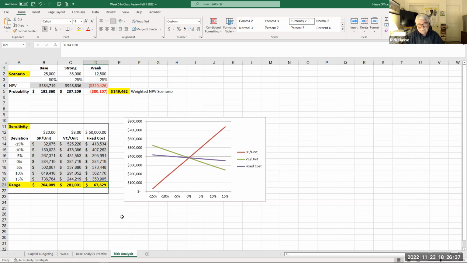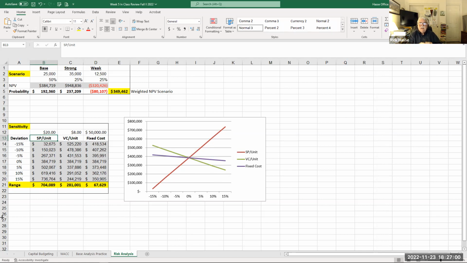Well, it means, and this is common sense really, that the most sensitive variable in this analysis naturally is the selling price per unit. We change the selling price per unit, that really affects the profitability of this project. The variable cost and the fixed costs affect it, but not as much. So the most sensitive variable is selling price.